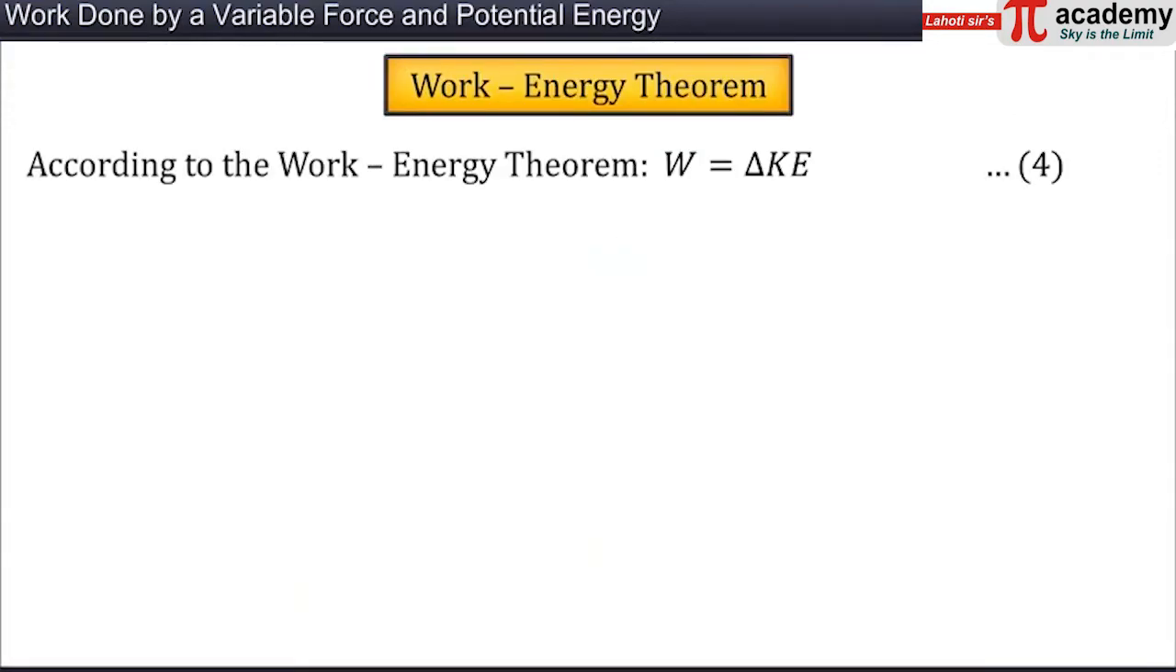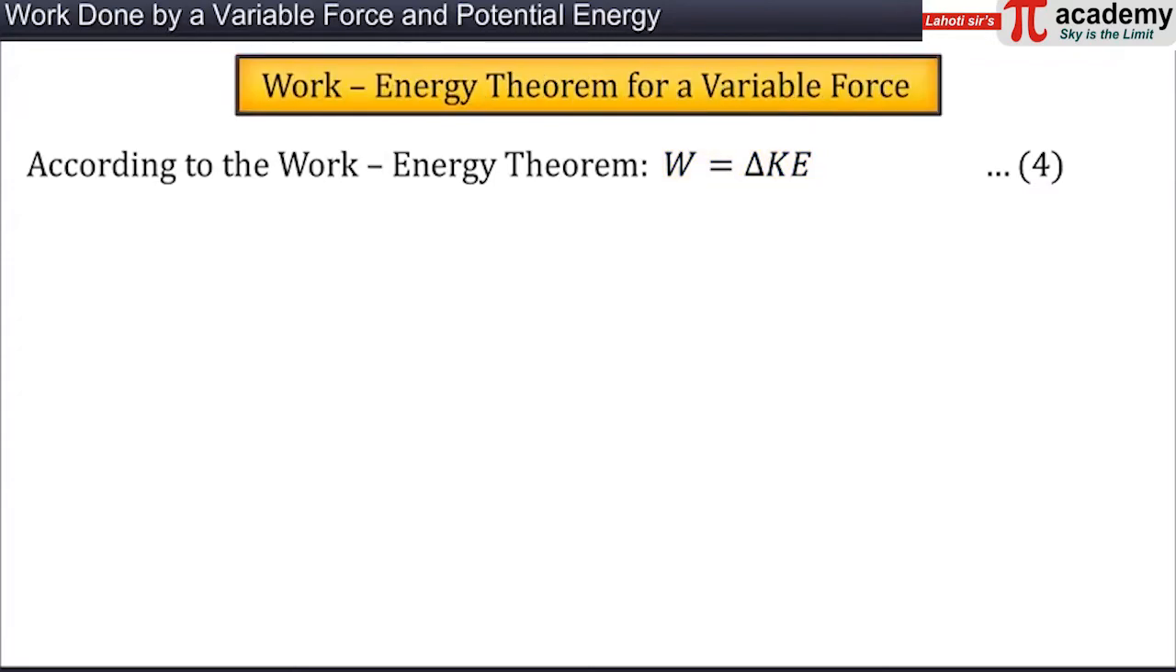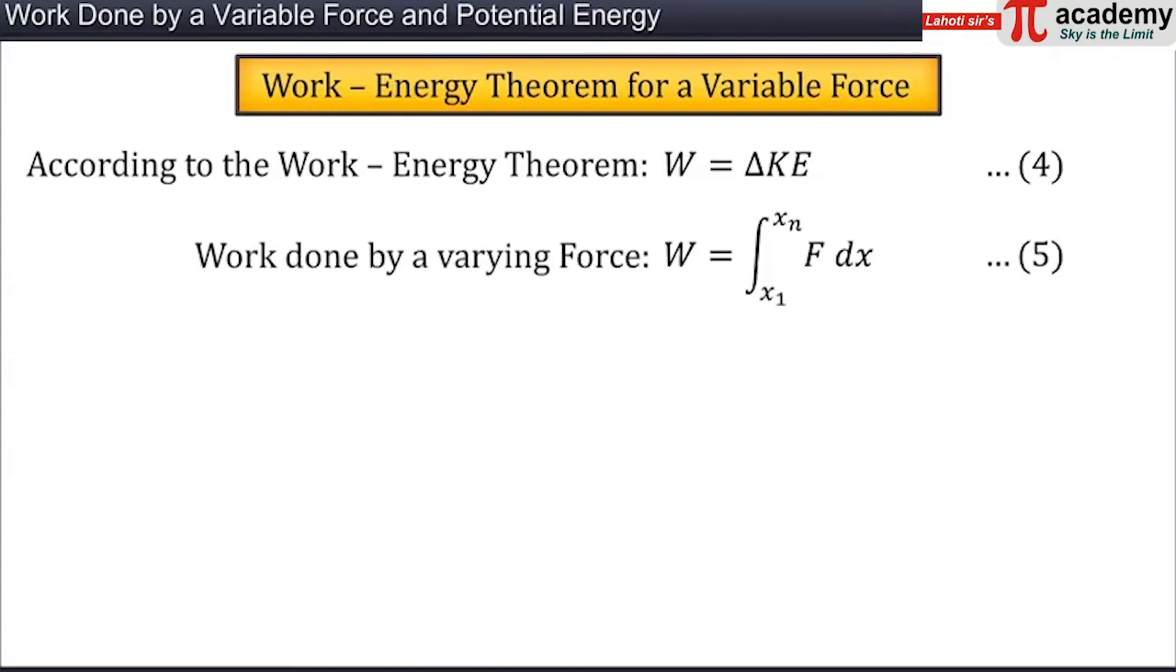We know that according to the work-energy theorem, the work done, W, by a net force on a body is equal to a change in its kinetic energy, KE, as in expression 4: W = delta KE. Let us now try to prove the work-energy theorem for a variable force. We know that the work done by a variable force can be found by the expression W = integral F dx in the limits x1 to xn. Let's call this equation 5.